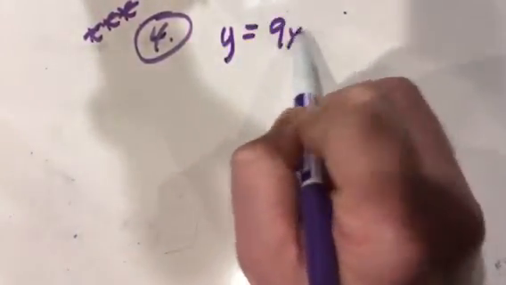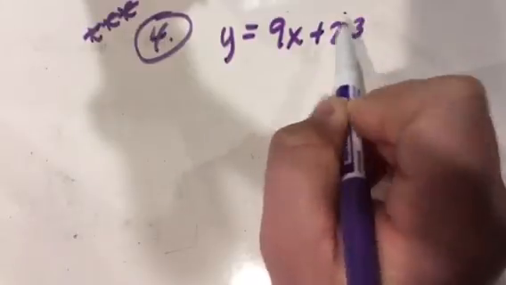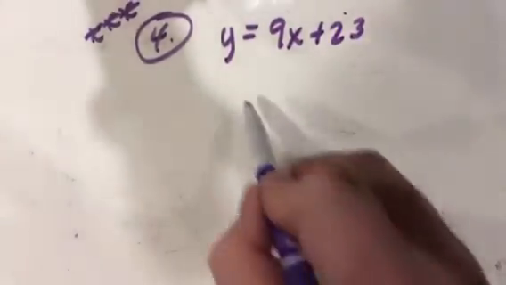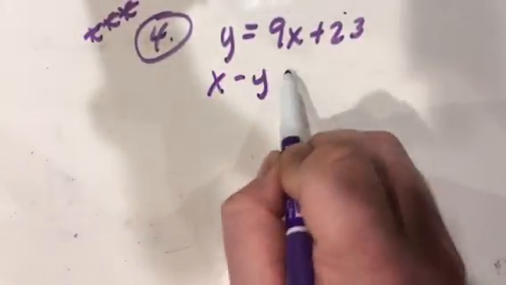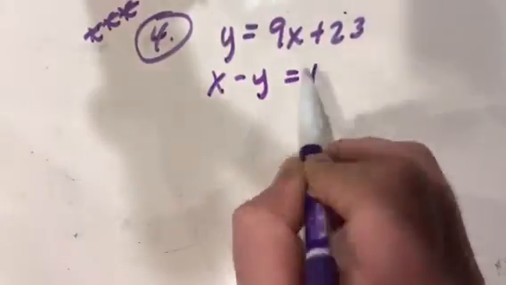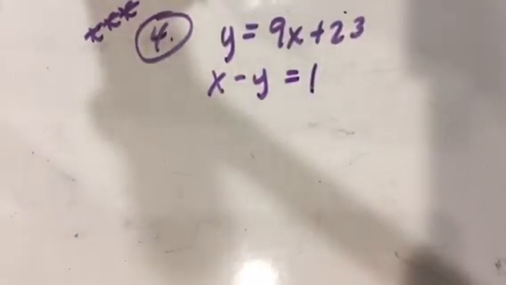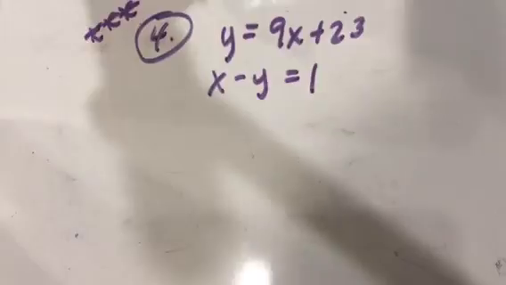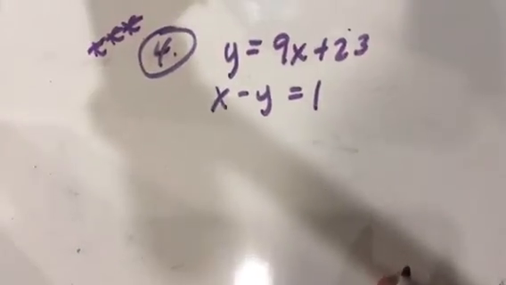All right, last problem for elimination. And we'll call this our star problem because a little tougher. We have y equals 9x plus 23. X minus y equals 1. This is the first time I've given you a problem that's not lined up. But it's really not that bad.